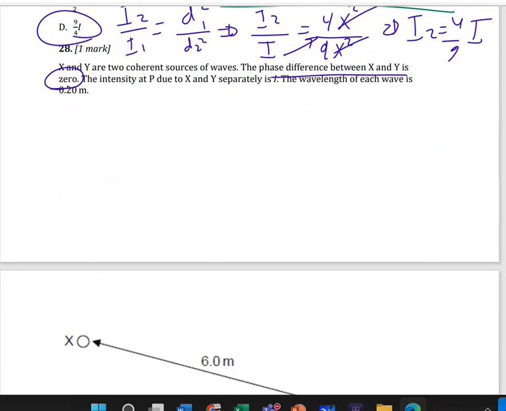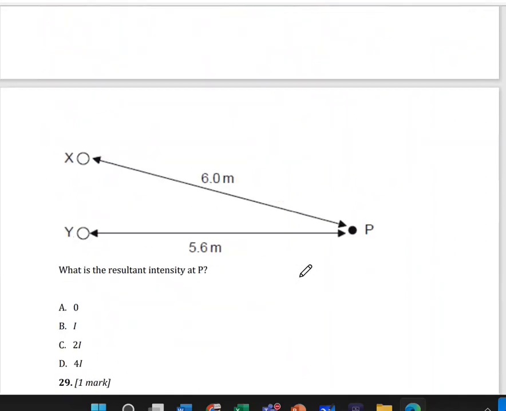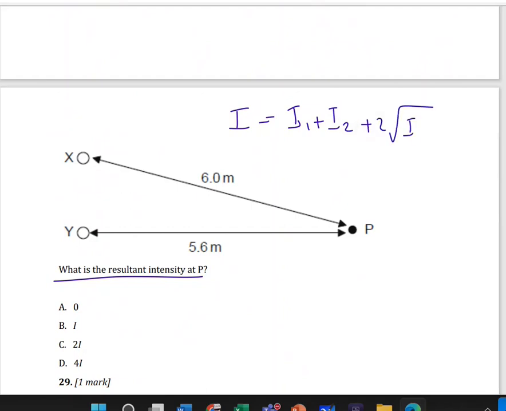Okay. The intensity at P due to X and Y separately is I. The wavelength of each wave is lambda. The question is, what is the resultant intensity? If you remember the formula, I equals the first intensity plus the second intensity plus 2 square root of I1 times I2 cosine the angle.